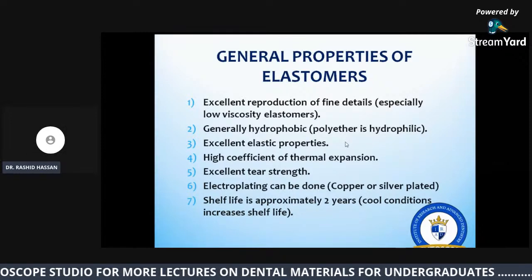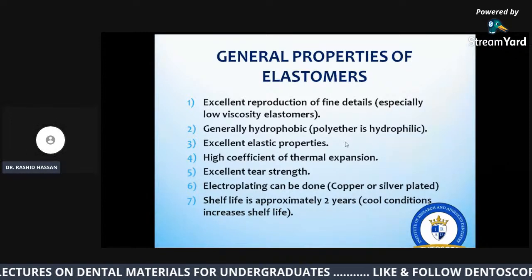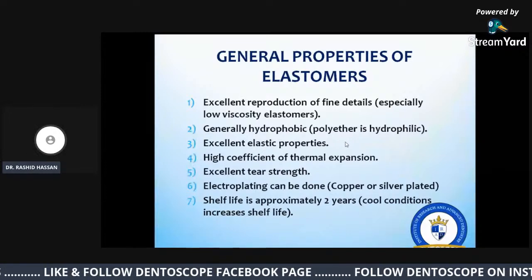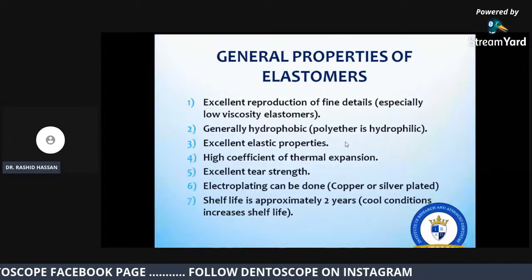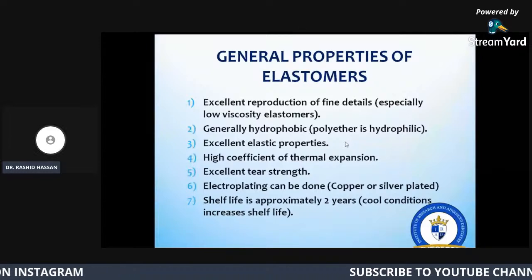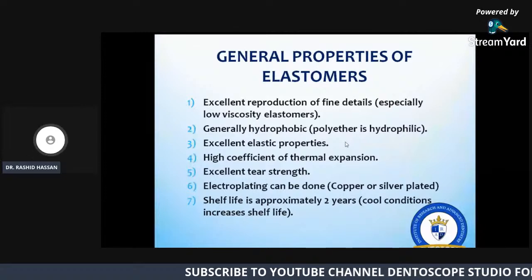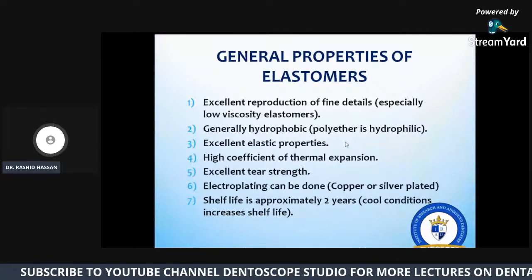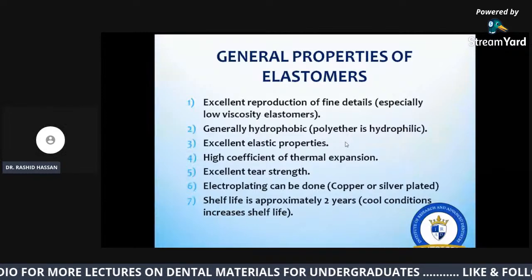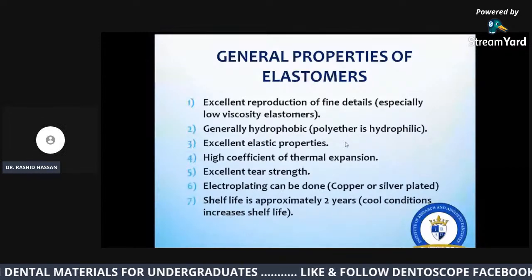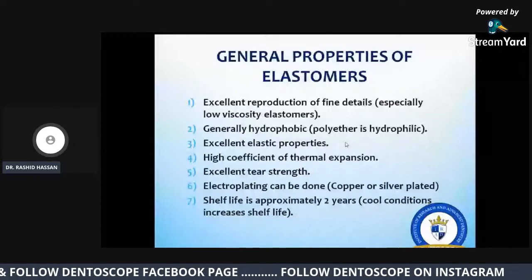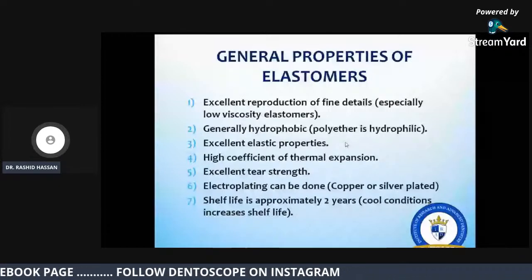So it should have a good shelf life, and it is always suggested to use a less expensive impression material in respect to the other ones. A shelf life of about 2 years is ideal, I could say. So if you want to increase the shelf life, you should keep it in cool conditions so that the shelf life could be increased.